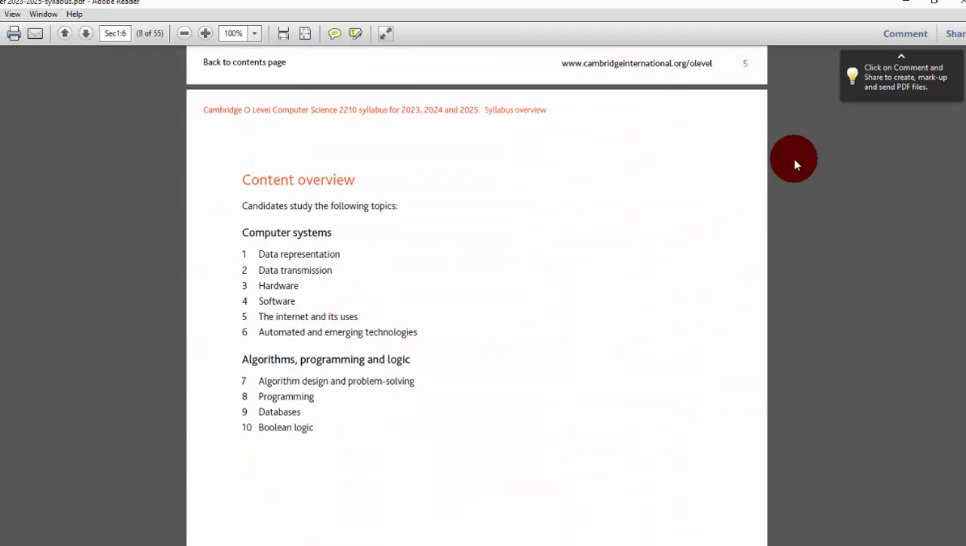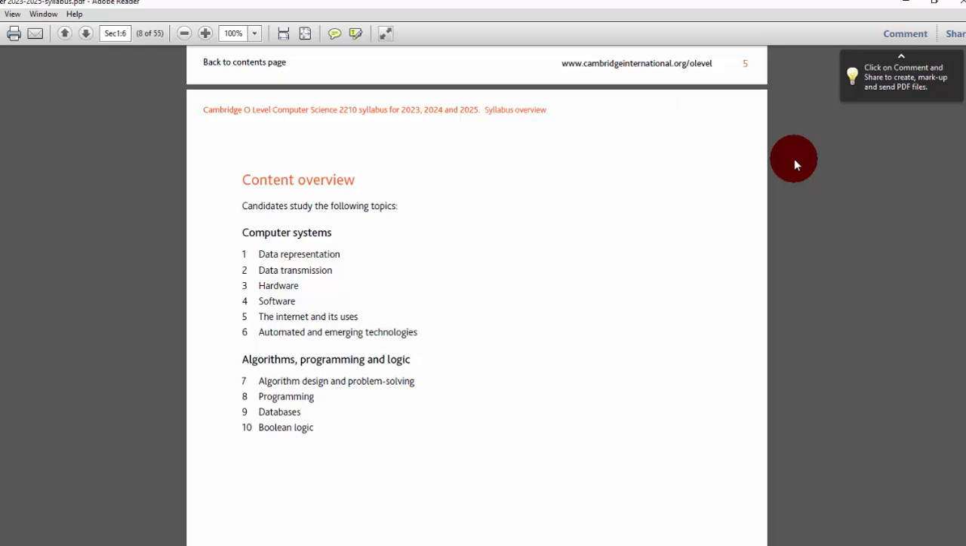What are the basic contents in paper one, computer systems? First chapter is data representation, second data transmission, third hardware, fourth software, then internet and its uses, and in the last automated and emerging technologies. And in paper 2, algorithms, programming and logic. First topic is algorithm design and problem solving, next is programming, next is database, and the last is boolean logic.